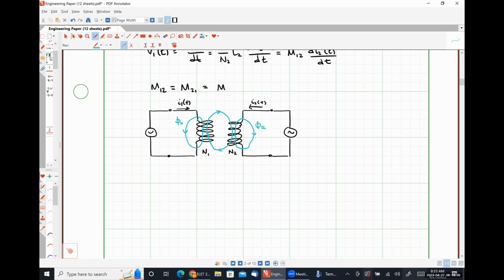So for a system like this, the flux linkage of coil 1 is going to be L1 times I1 of T plus M times I2 of T. And the flux linkage for coil 2 is going to be L2 times I2 of T plus M times I1 of T.